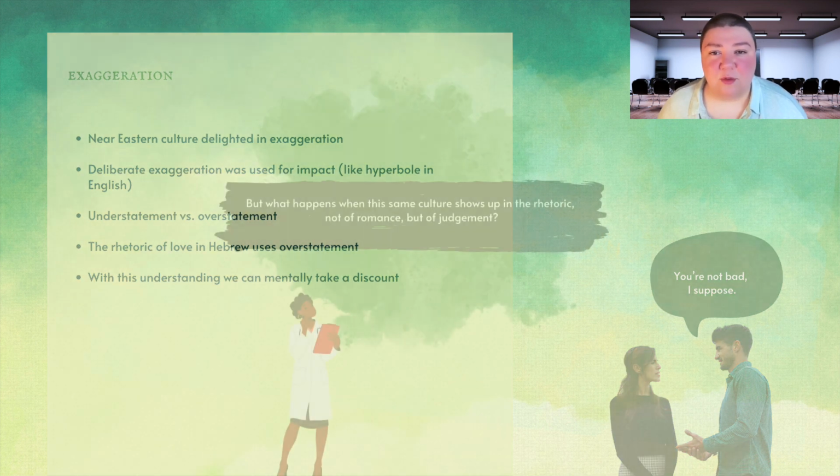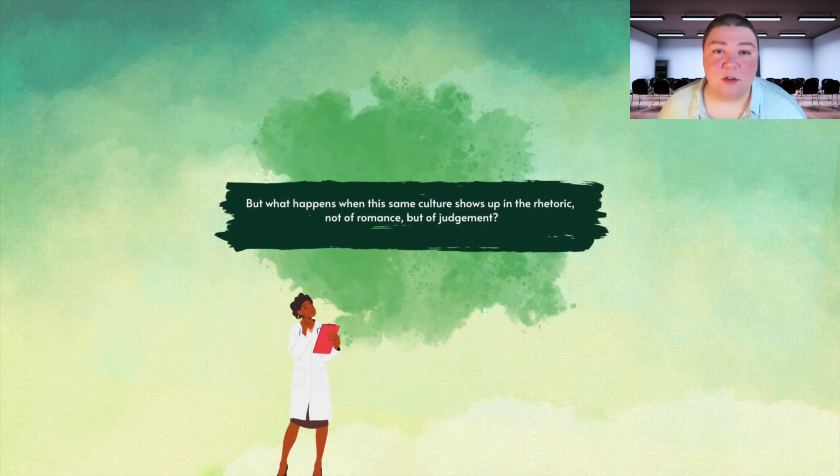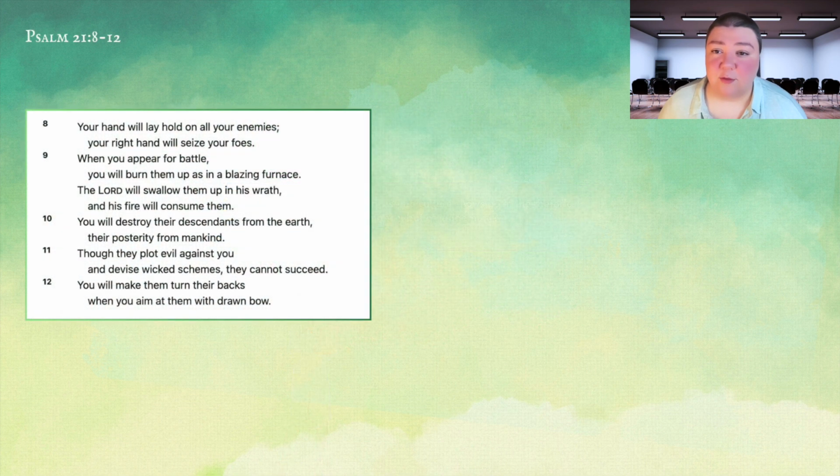But what happens, for example, when this same culture shows up in the rhetoric not of romance, but of judgment? This is one of those areas where modern Western readers get into trouble. Let's look at one of those passages, Psalm 21, verses 8 to 12.